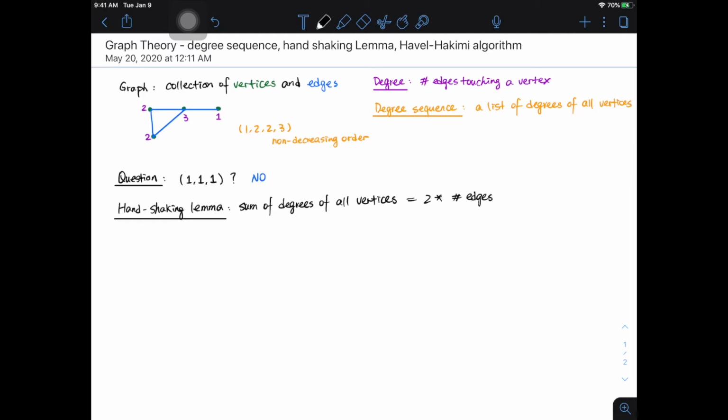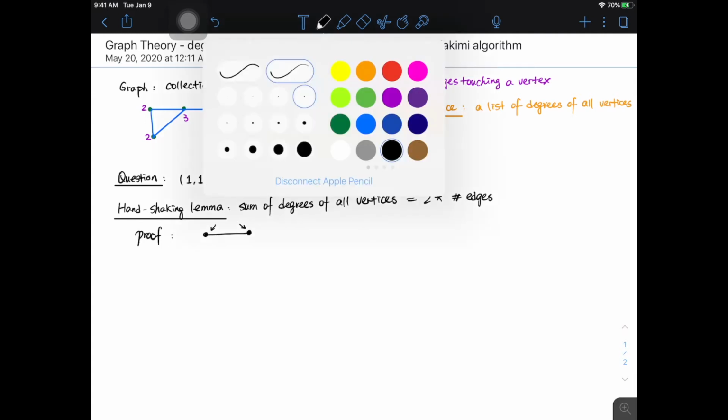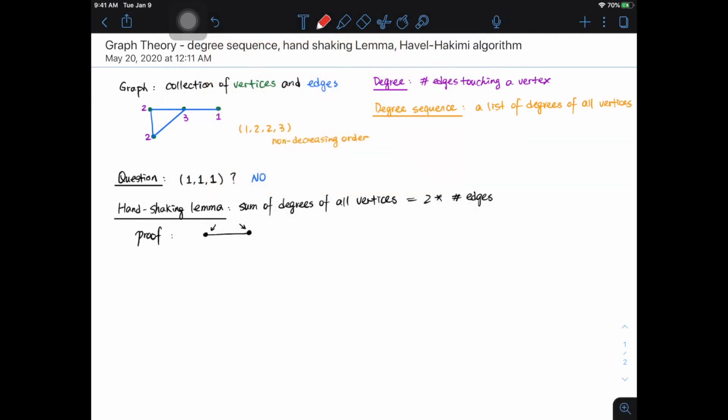Here's a quick proof of the lemma. Let's just focus on one edge in your graph. When you're summing up the degrees, this endpoint is counted once, and this endpoint is also counted once. So this edge is counted twice. That's all the proof we have here. We can quickly check this on our graph above. For example, here, the degrees sum up to 8, which is exactly 2 times 4, and 4 is the number of edges of the graph.